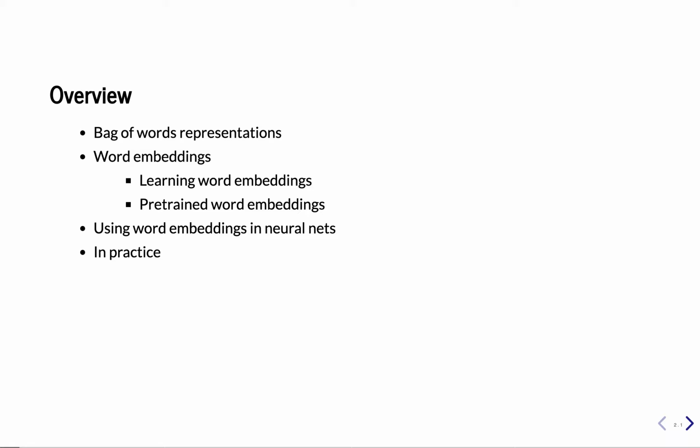As a short overview, we'll first talk about the simplest way to represent text as numbers, called the bag-of-words model. Then we'll talk about word embeddings, which are lower dimensional representations of words. First, we'll talk about how we can learn our own word embeddings given a certain task. And then we'll talk about how we can use a pre-trained word embedding that was trained on a different, larger task and then transfer it to our new task to learn better. Then we'll see how we can use these embeddings inside larger neural nets. And then we'll talk more about how we can apply them in practice.